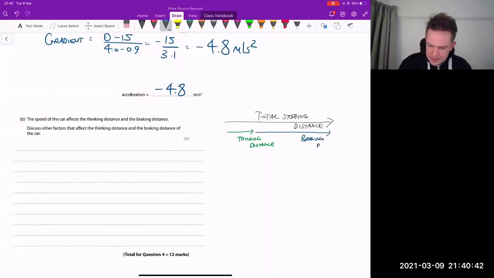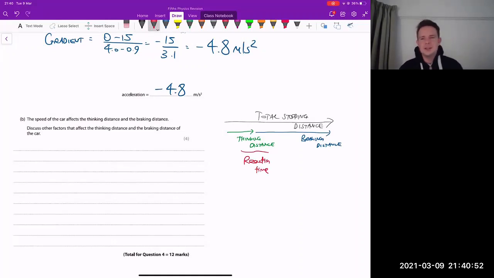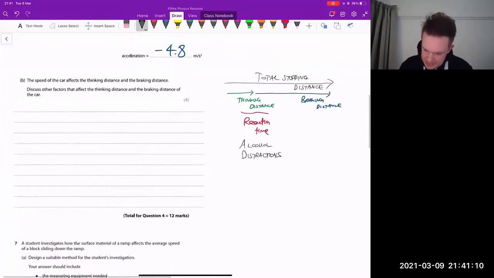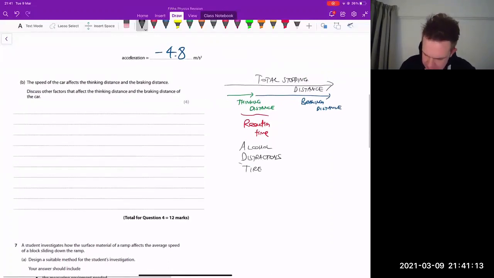Now, the thinking distance is affected primarily, in fact, almost entirely by the reaction time. So anything which will affect your reaction time will affect the thinking distance. So let's think, we're thinking things like alcohol, distraction, so children in the back of the car, trying to multitask, being on your phone, tiredness. So those are all things that will affect your reaction time, increase it, and hence increase your thinking distance.